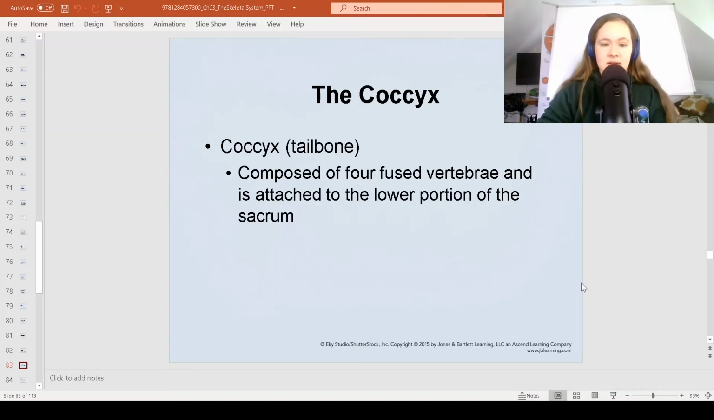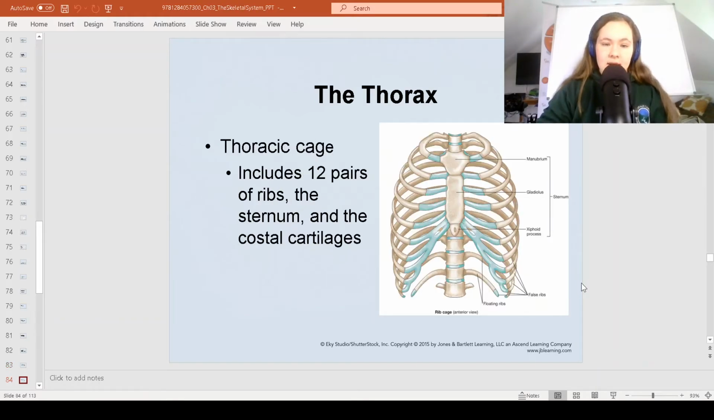We've got the coccyx, or the tailbone, composed of 4 fused vertebrae and is attached to the lower portion of the sacrum. The thorax cage includes 12 pairs of ribs, the sternum, and the costal cartilage. Remember, we've also got our floating ribs here. You can pull on them. Try. It's really cool and fun.